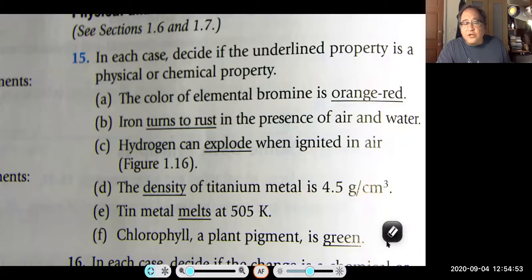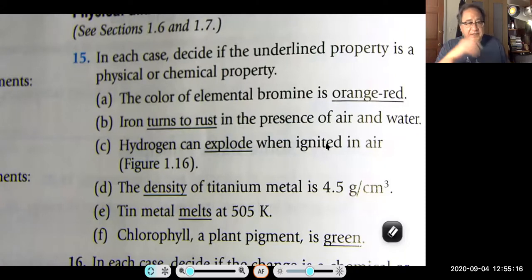And this time we're going to use thumbs up and thumbs down. Iron turns to rust in the presence of air and water. Thumbs up for chemical, thumbs down for not chemical. Okay, we're overwhelmingly agreeing that this is a chemical process, and it is. When we say it turns to rust, rust has different properties than iron, so therefore I think it's a chemical change. So when you have a change in your whole set of physical properties, it's probably a chemical change.